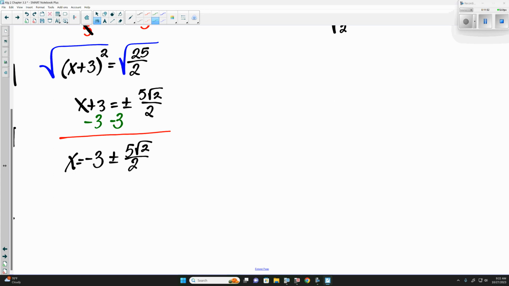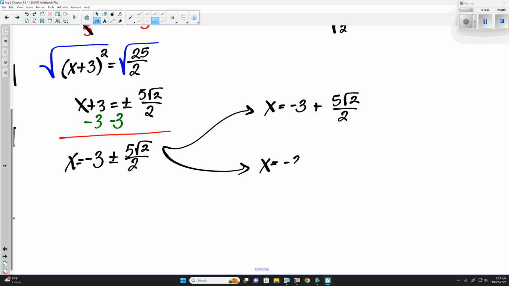Because what the plus and minus is really telling us is that, for one, x is equal to negative 3 plus 5 square roots of 2 over 2. And we also have that x is equal to negative 3 minus 5 square roots of 2 over 2. We actually have two different statements coming from this. And we normally just, in standard form, put whatever that number is in front. Since we subtracted 3, we put the negative 3 in front of the plus or minus.